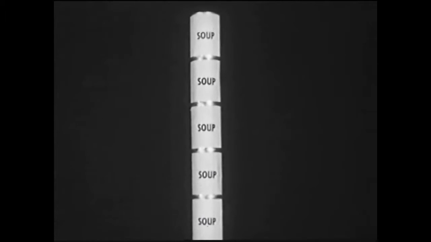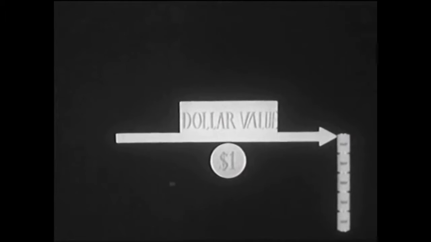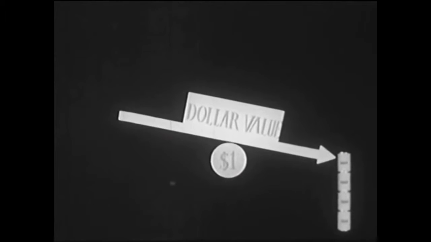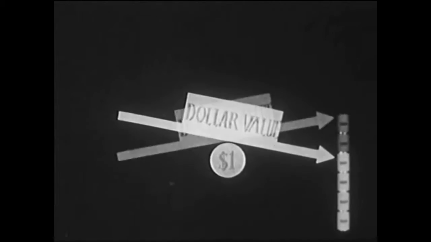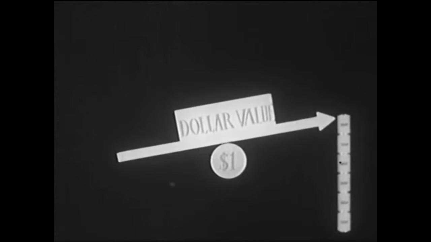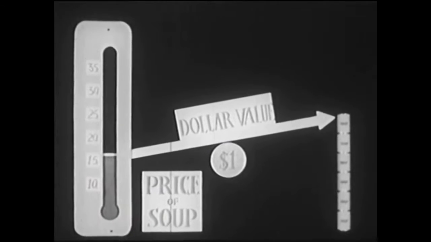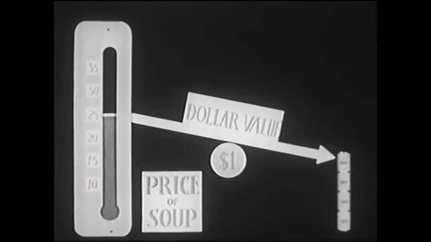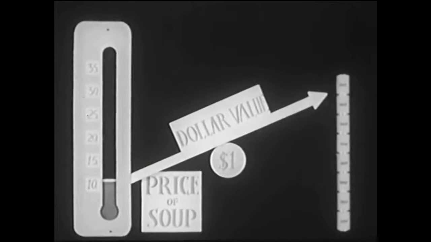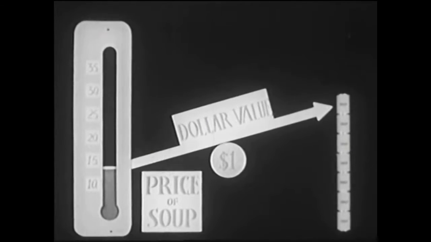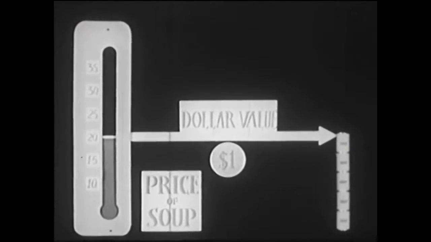Now, let's say that $1 will buy 5 cans of soup. We can think of the value of a dollar as 5 cans of soup. Another day, if a dollar will buy only 4 cans, its value has gone down. When it will buy 6 cans, the value of the dollar has gone up. Thus, the price of soup determines the value of a dollar in respect to soup. As the price goes up, what the dollar will buy goes down. And as the price goes down, what the dollar will buy goes up. So we say the value of the dollar is inversely related to prices.